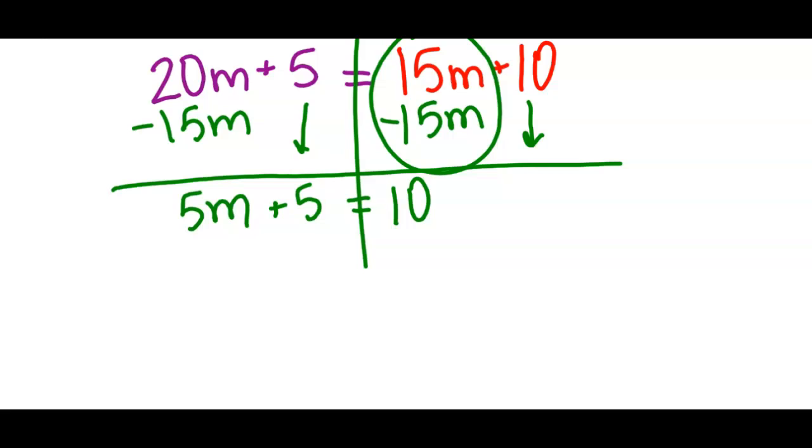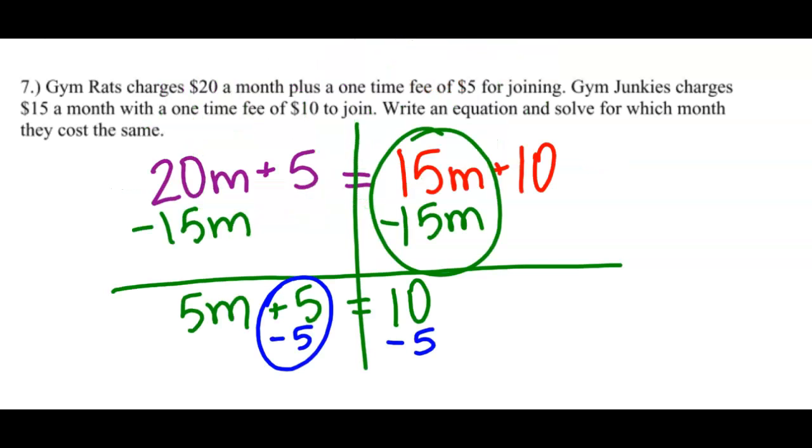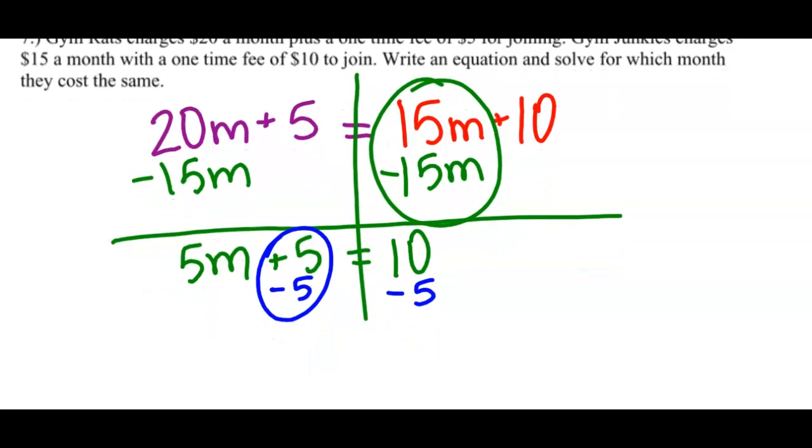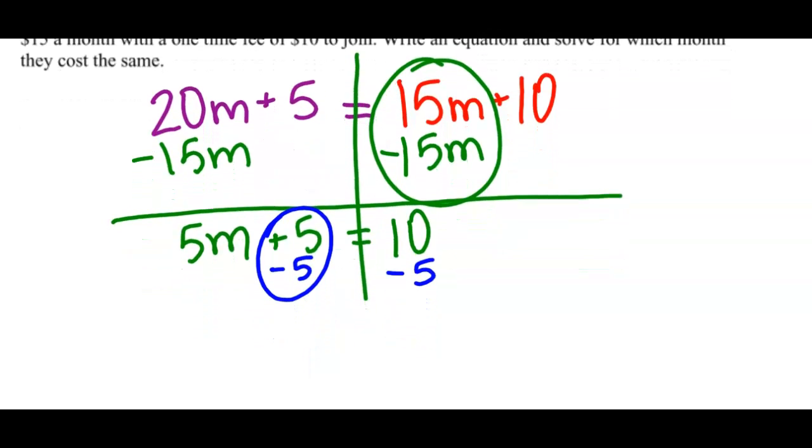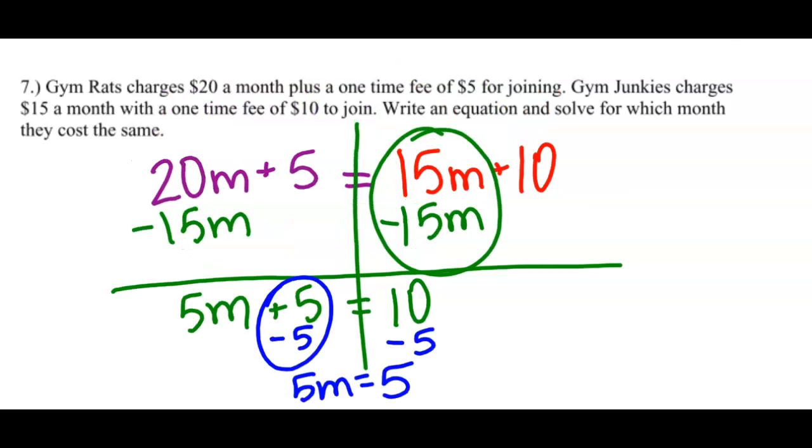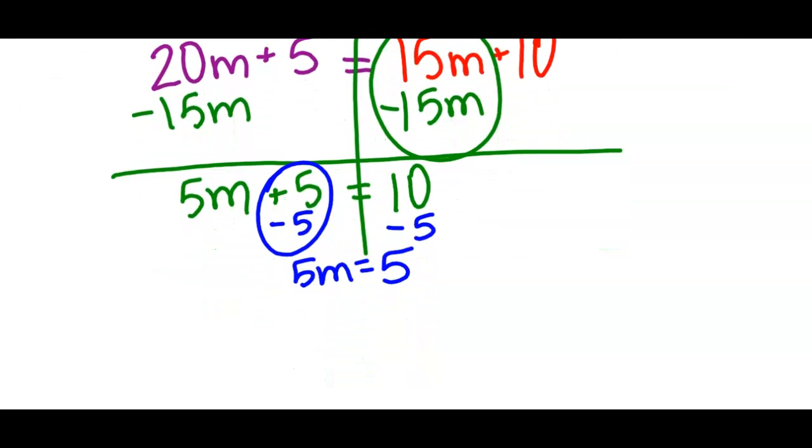Now what do I have to do to solve the rest? What do I have to get rid of? This 5 or this 5? I'm hoping you said this 5. What am I going to add to that? A negative 5. Negative 5 to both sides. So my 5m is equal to 10 minus 5. 10 minus 5 is 5. 5m equals 5.